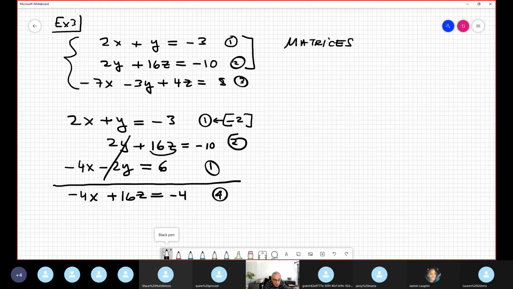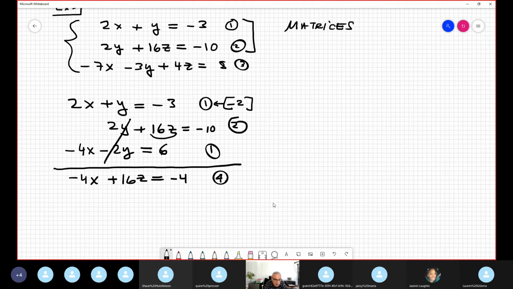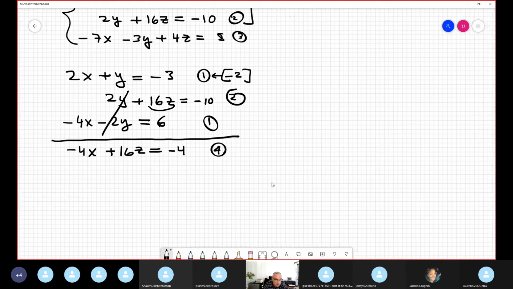Can I simplify? Of course I can, because I see that the number is divisible by 4. So you divide the entire equation 4 by 4. Well, by 4 first, because I want to reduce a little bit to lowest terms. This is minus x plus 4z equals negative 1.